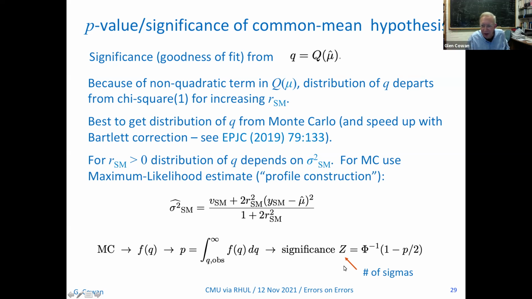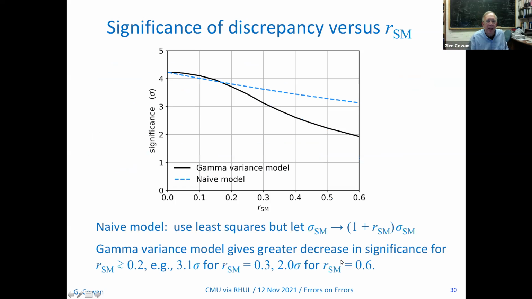I'm not sure what the terminology is, but in particle physics, this number of sigmas is what we would call the significance. And here's what it looks like then. There is the significance of the disagreement between the measurement and the theoretical prediction as a function of the assumed error on the error of the standard model prediction. And so if that's 0, it's 4.2 sigma.